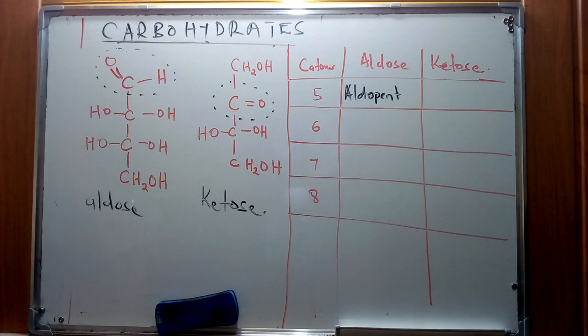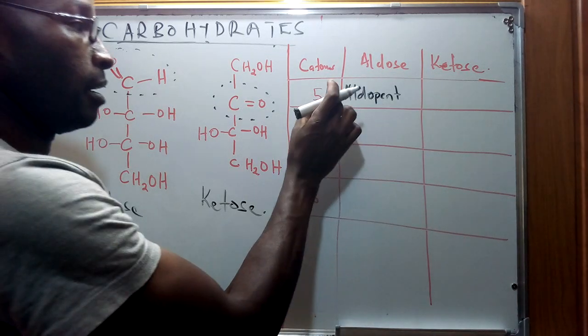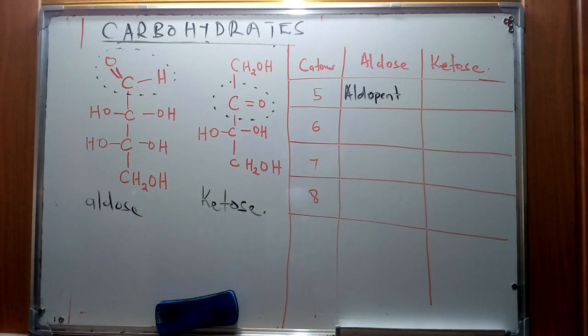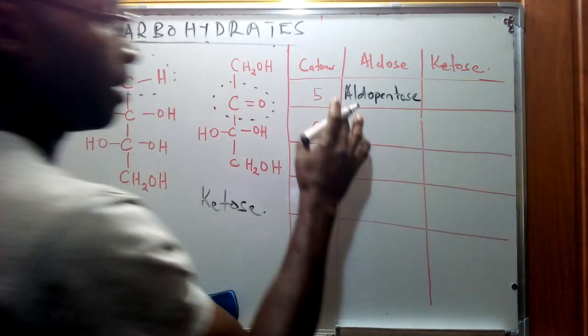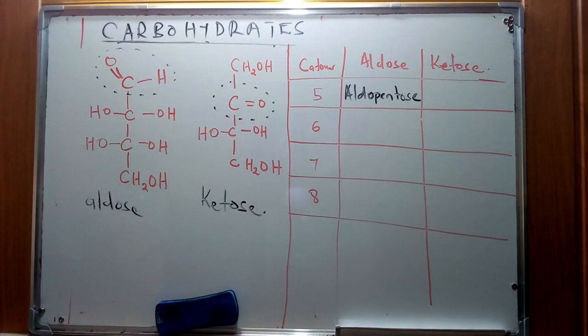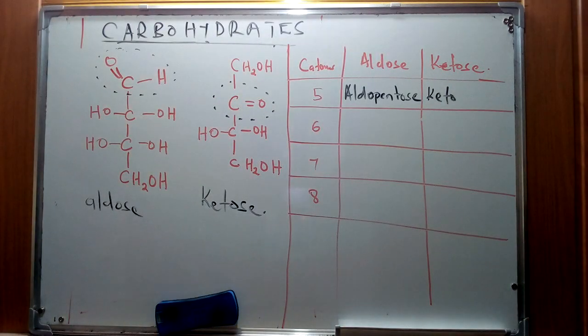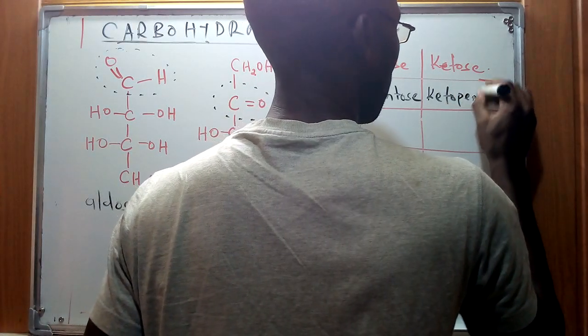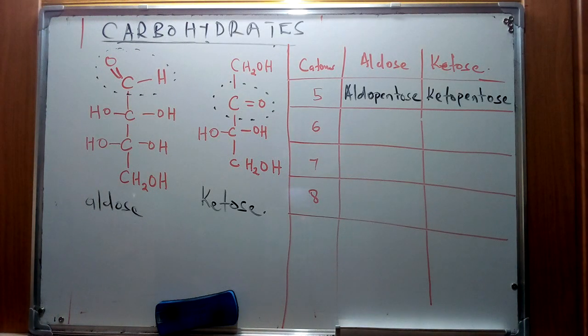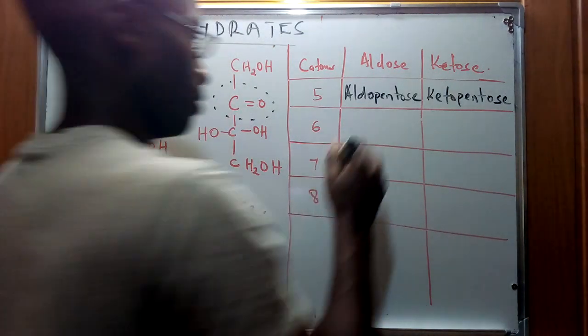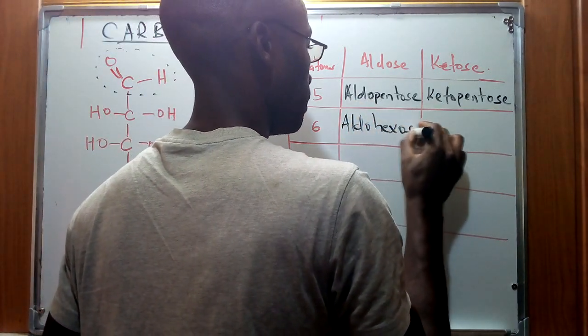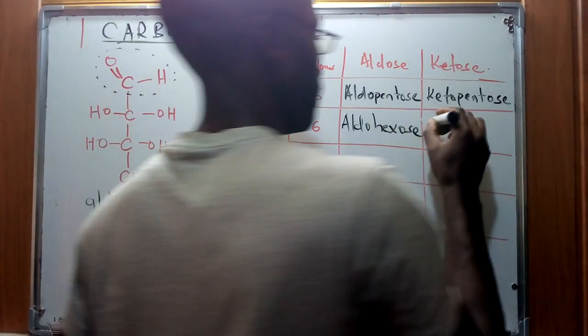So it is aldopent, and since it's an aldose, the prefix is aldo, the middle, which forms the parent name, is the number of carbons, which is pent for 5, and lastly the suffix is ose. So it is aldopentose for 5, and then for the ketose, it is keto for the prefix, then the number of carbon atoms, pent, and then the suffix ose. So ketopentose. The others are going to follow that respective format, where we have aldohexose, hex for 6, and this is ketohexose.